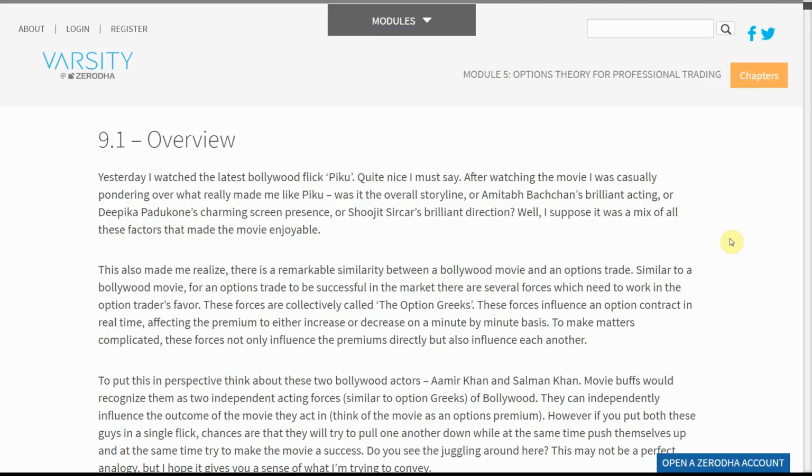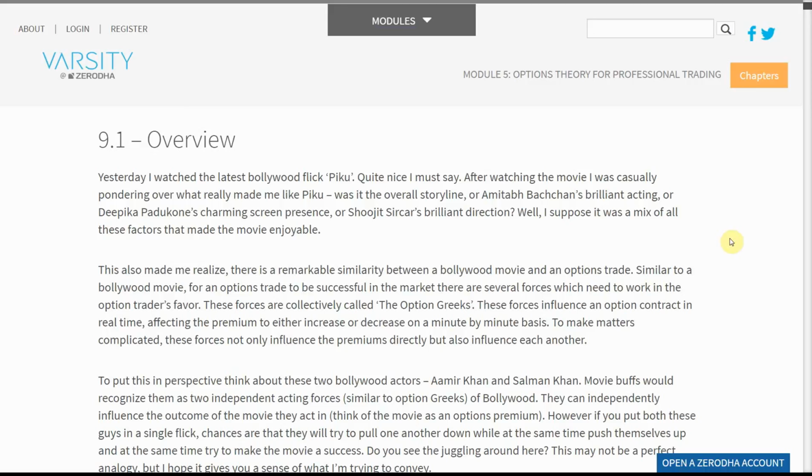This also made me realize there is a remarkable similarity between a Bollywood movie and an options trade. Similar to a Bollywood movie, for an options trade to be successful in the market, there are several forces which need to work in the option trader's favor. These forces are collectively called the option Greeks. These forces influence an option contract in real time, affecting the premium to either increase or decrease on a minute-by-minute basis.